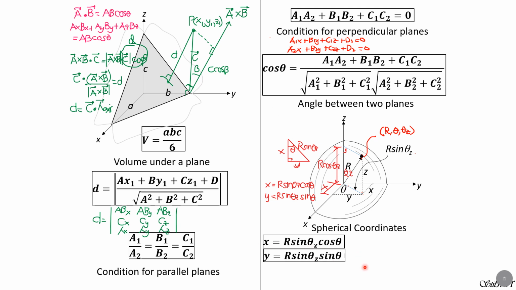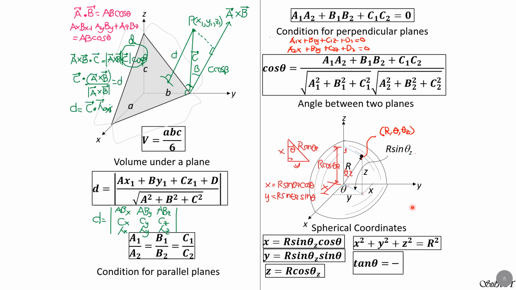Then that's theta, of course. Then y is r sine theta sine theta, and z is just r cosine theta. So same, x squared plus y squared plus z squared equals big R squared. Tangent theta equals y over x. So that's it for that part.